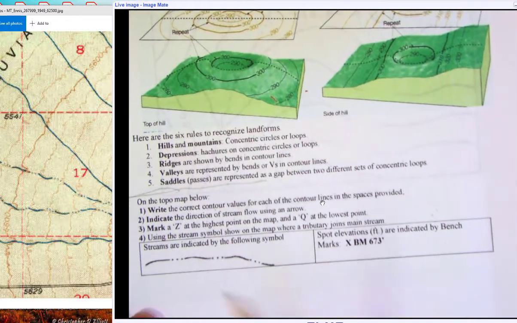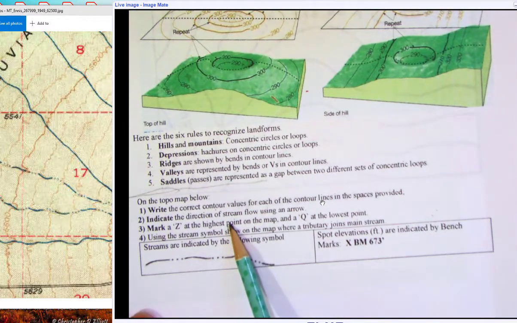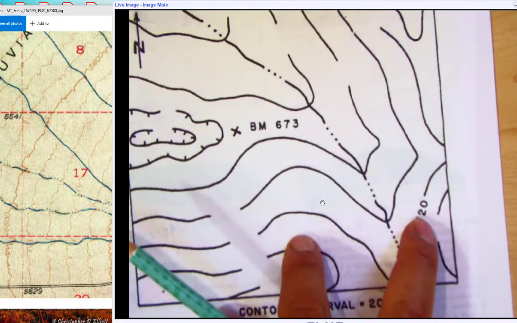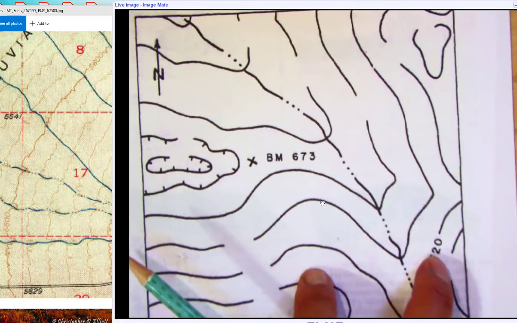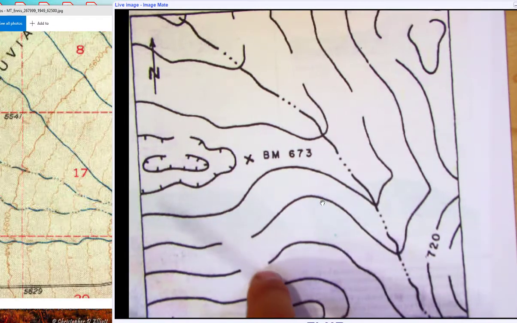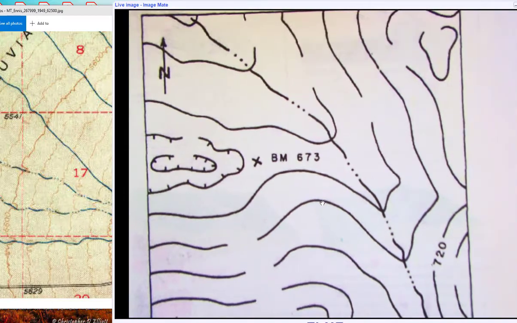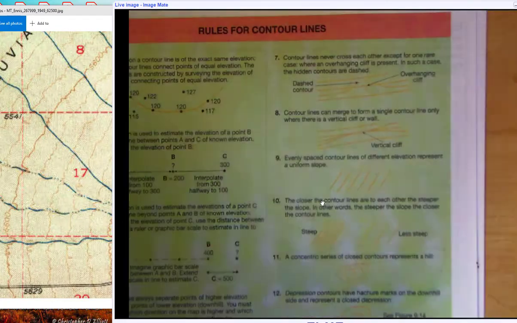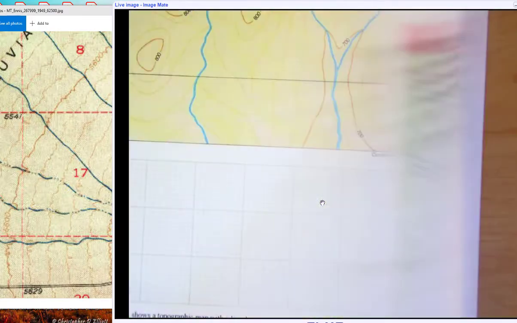Follow these instructions here and make sure you write them on this map. I will be checking this map. I'll be grading this carefully. So this is kind of like the end product for this lab, finishing this little topographic map here. And then we even have some depression contours here as well. So you'll do that, and then I talked about the rules for contouring.